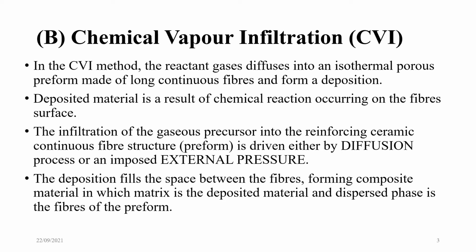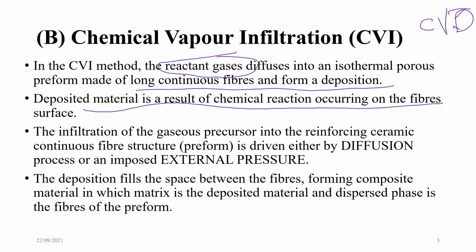In the CVI method, the reactant gases diffuse into an isothermal porous preform made of long continuous fibers and form a deposition. So we have already studied CVD. Now if the chemical vapor deposition occurs after infiltration, then it is called chemical vapor infiltration. Deposited material is a result of chemical reaction occurring on the fiber surface.